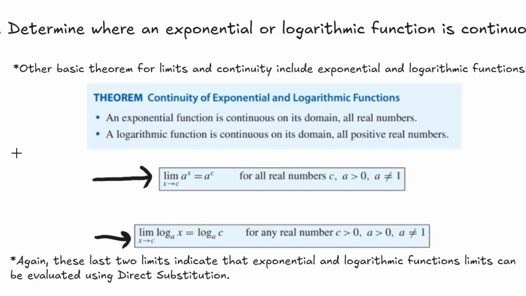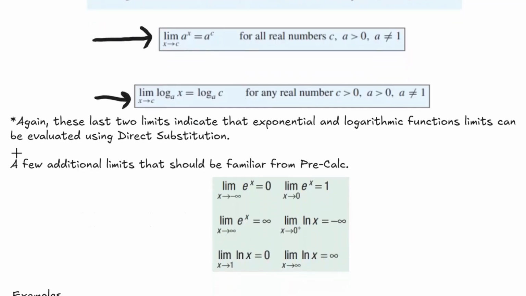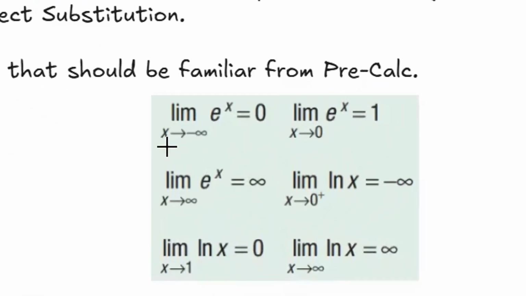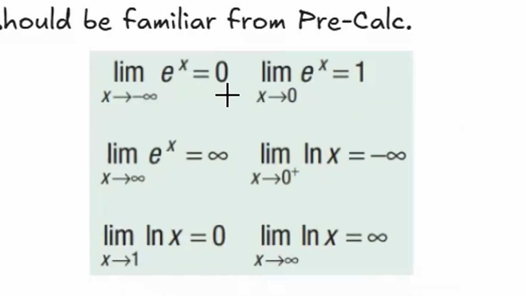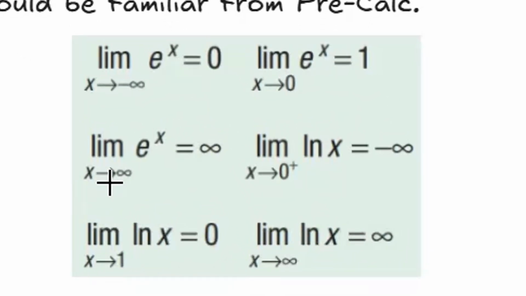Now, there's a couple other limits that should be familiar from pre-calc. The limit as x approaches negative infinity for e to the x is 0. That's the left end behavior of e to the x. As x approaches positive infinity, the limit of e to the x is infinity. In other words, that's the right-hand behavior. As x approaches 0, the limit of e to the x is 1. Now, if we move to the natural log, as x approaches 0 from the right, the limit is negative infinity. As x approaches 1, the limit is 0, and as x approaches infinity, the limit is infinity there as well.